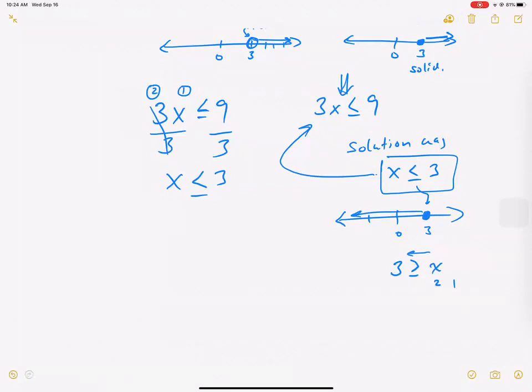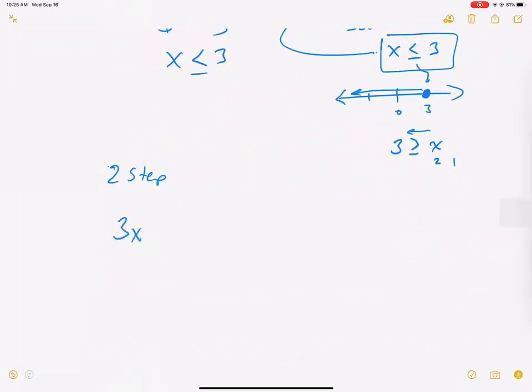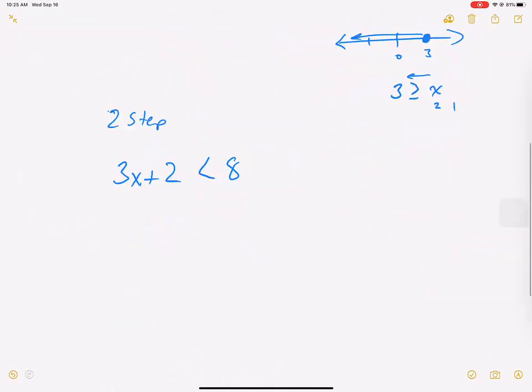Okay, so we talked about one step. Let's do two step now. So today we're doing two step, and then we're going to move that to advanced. So 3x plus 2 is less than 8. So we're just taking our time. The reason why we're taking our time here is because I really want you guys to be good when it comes to solving for x, moving variables around to the other side of the equation. So we have to get rid of not only the 3, but also the 2.